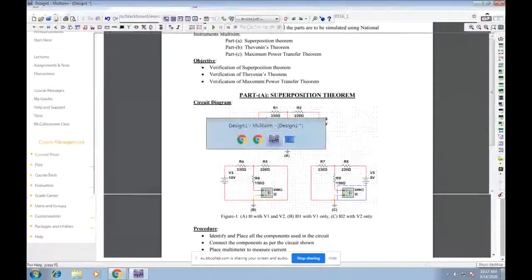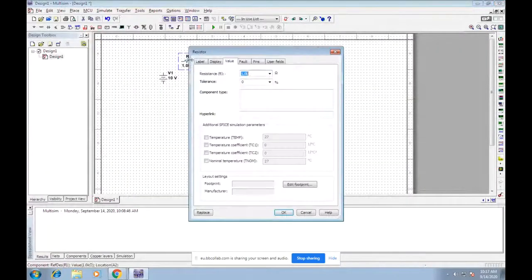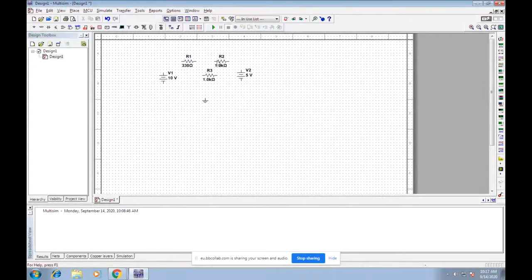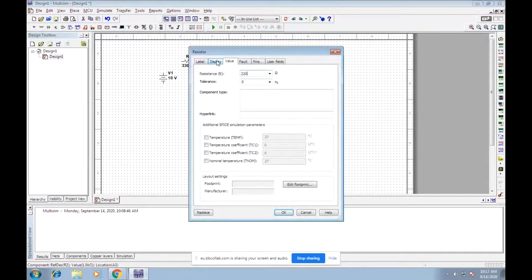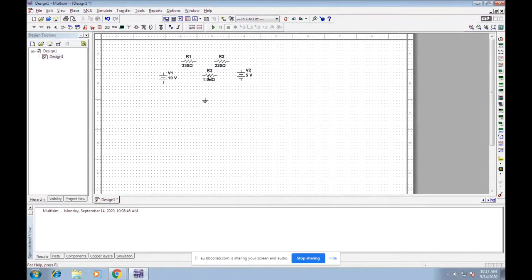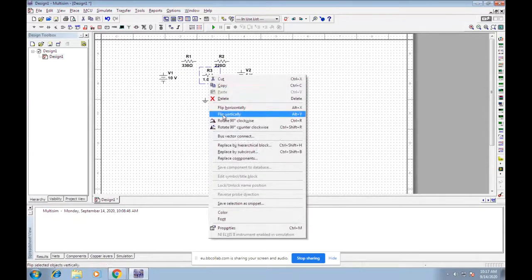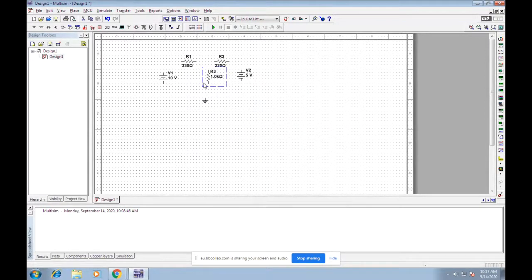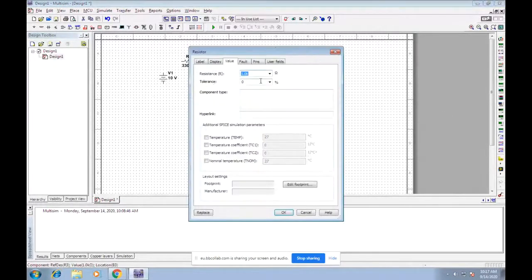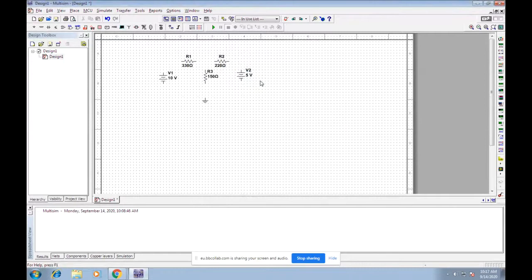So 330, 220. Double click this. This value is 330. Another value is 220. And this resistor is vertical, so make it vertical. And what is the value for this resistor? It is 150. Understand? Any questions? If any questions, you can ask me.